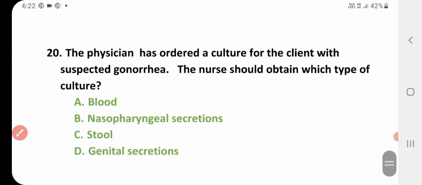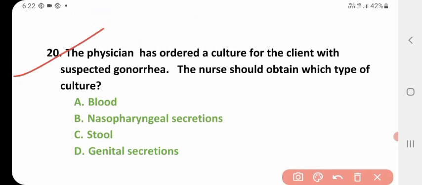Next, the last question, which you can answer in the comment section. The physician has ordered a culture for a client with suspected gonorrhea. The nurse should obtain which type of culture? Blood, nasopharyngeal secretion, stool, genital secretion. You can answer this question in the comment section.